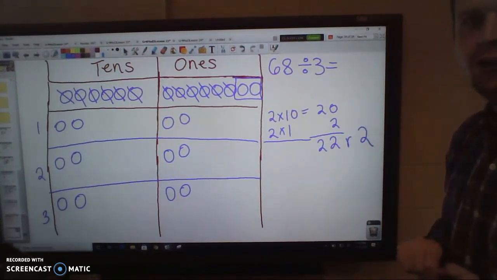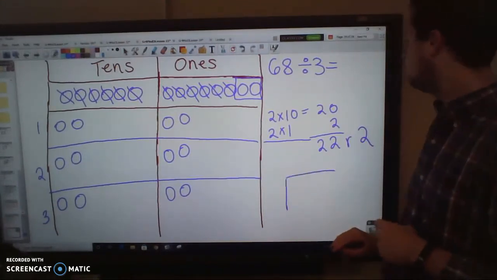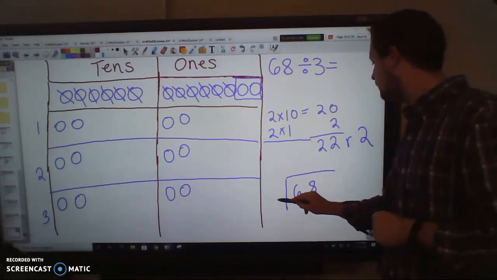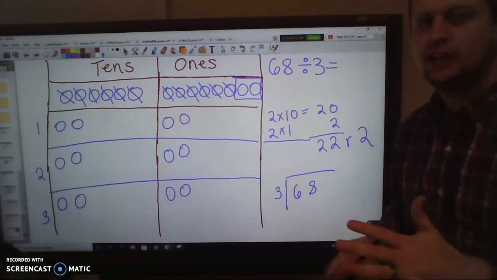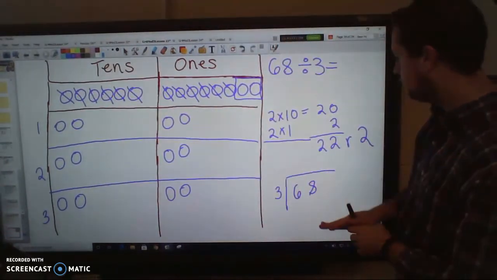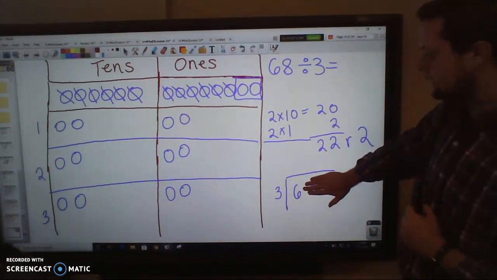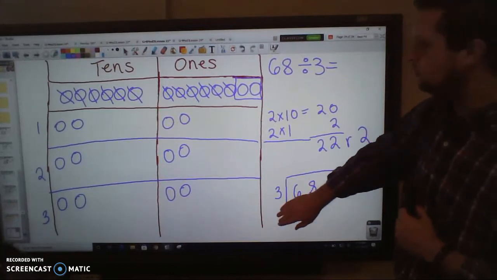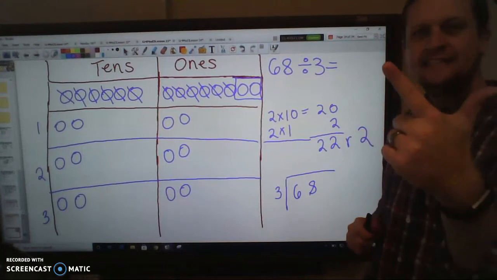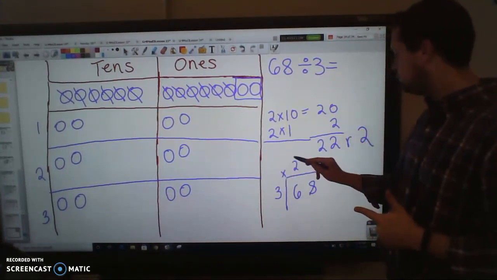22 remainder 2. So looking at our algorithm, we have 68 divided by 3. So just like we did the tens place over here, we divided the 6 tens first. That's what we do over here. We just look at the 6 tens. Well, how many groups of 3 can you make out of 6? Well, we just showed that. 1, 2. Think about your multiples of 3. 3, 6. Exactly 2 groups. 3 times 2 is 6.